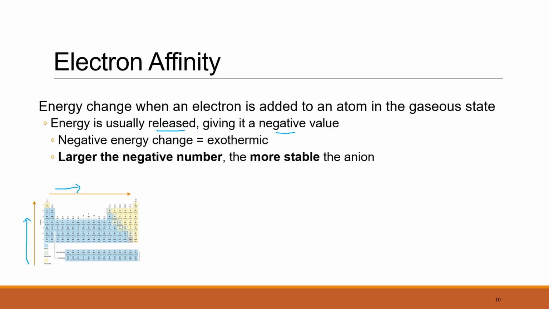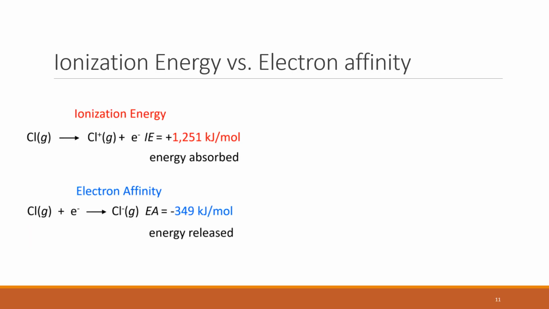Since we said it was a negative energy change, adding an electron to a gaseous atom is exothermic. The larger the negative number, the more stable the ion. And as we said, the electron affinity trend is going to follow the same as the ionization energy. So comparing ionization energy versus electron affinity: for ionization energy, remember we said this was when we are removing an electron from a gaseous atom. So we can see chlorine here.